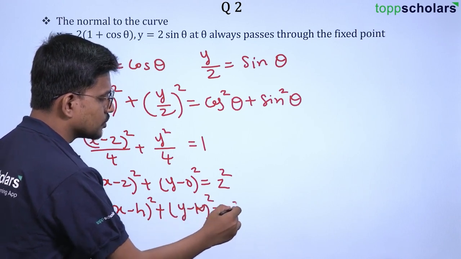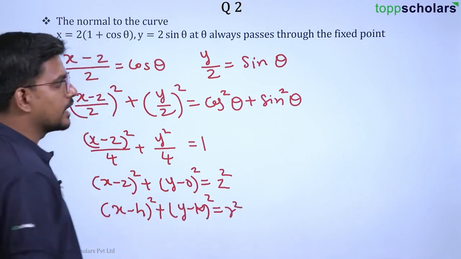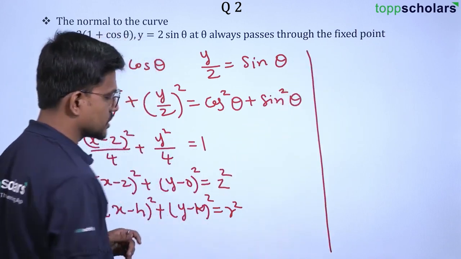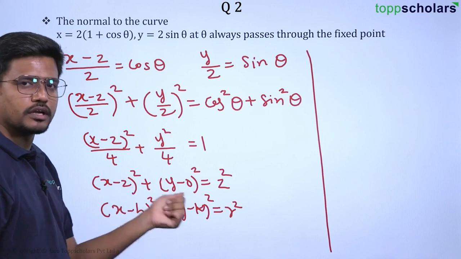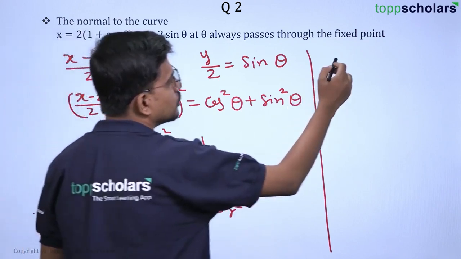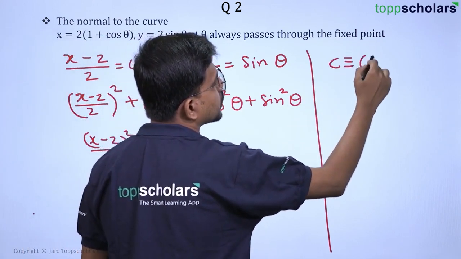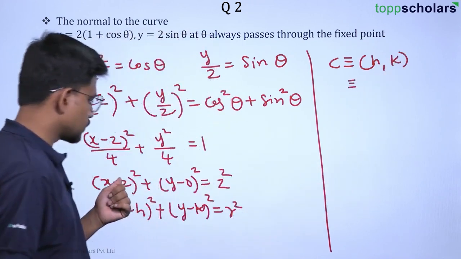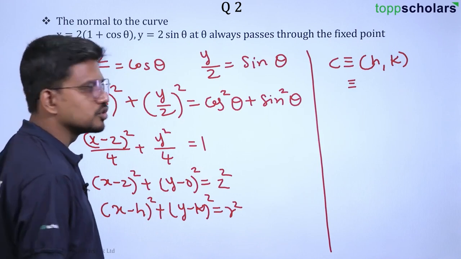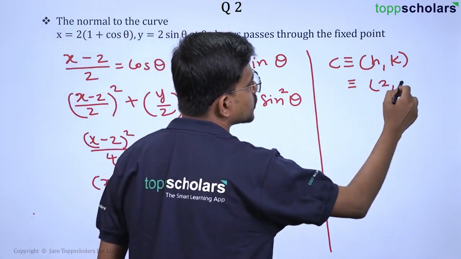That's it. So this is the equation of a circle, and the center of the circle, as you can see, is h comma k. Comparing, we get the value of h as 2 and the value of k as 0. So the center of the circle, which is nothing but h comma k, is coming out to be 2 comma 0. So 2 comma 0 is the center of the circle.